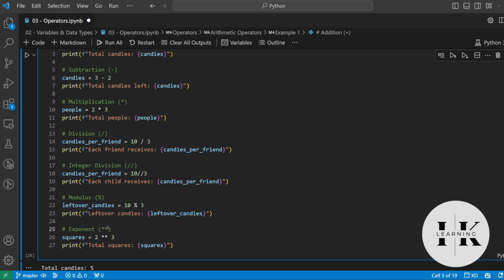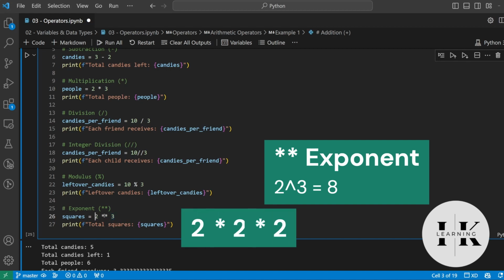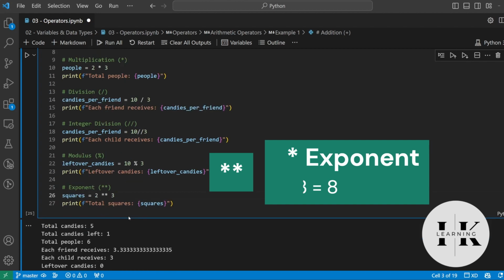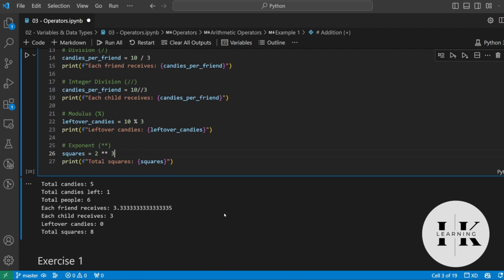And finally, we have the exponent, which we know from advanced mathematics, which basically means if I want 2 to the power of 3, that will be 8 because it means 2 times 2 times 2. The way that we do this is by using the asterisk sign twice. Now it's your turn to go ahead and start exercising these basic operators in Python.